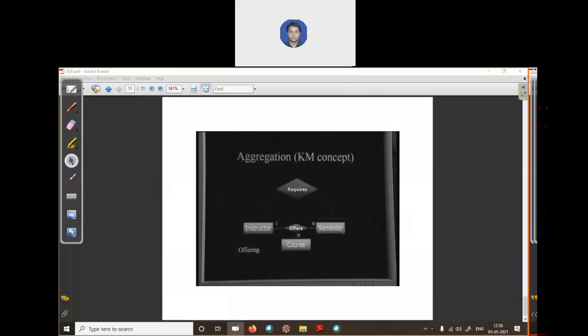I think I'm not clear to you. What I want to say here is aggregation is a kind of abstraction.